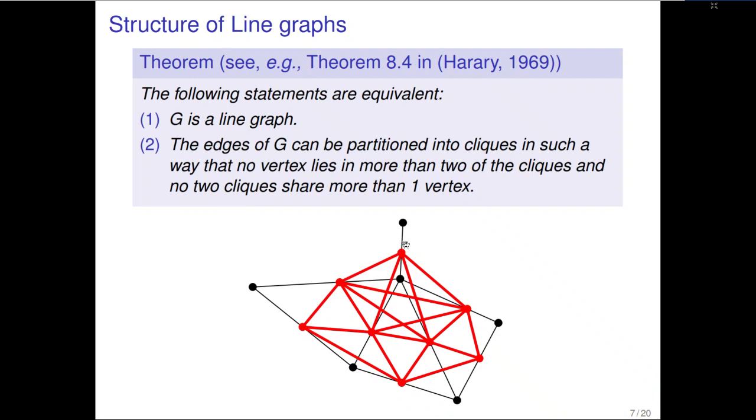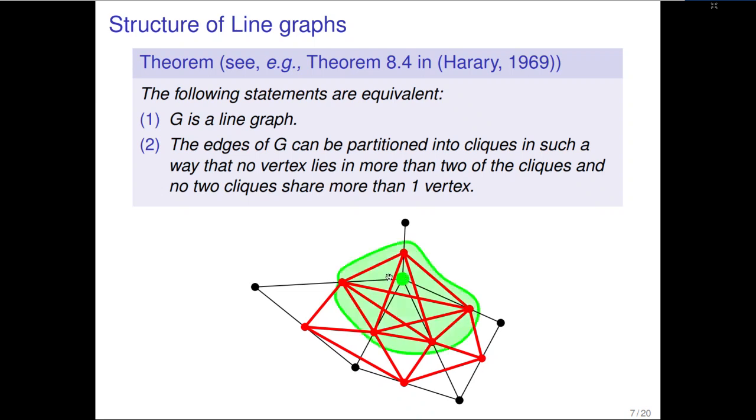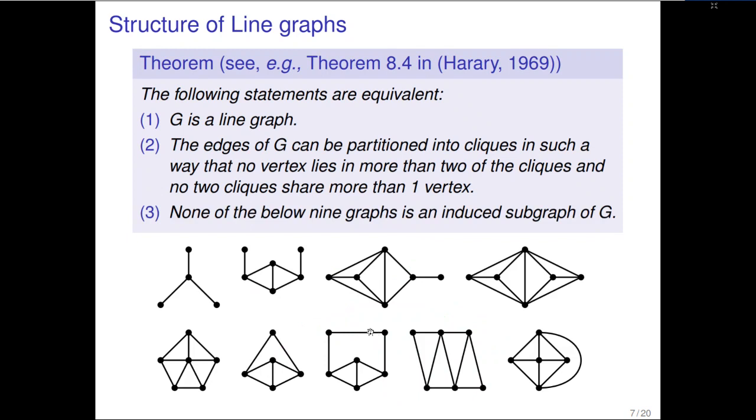Okay, so let's take a look at our previous example. We have this red line graph, and we can actually construct this clique partition if we know the underlying black graph. For example, we take a look at a vertex of the underlying graph and put all the edges that are incident to this vertex into one clique. In this way, we get something like this, and we can see that every vertex of the line graph appears only in two cliques, the cliques that correspond to the vertices of the edge that corresponds to this vertex.